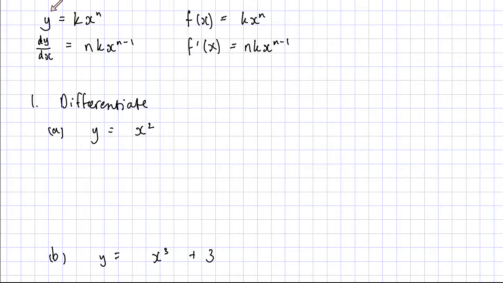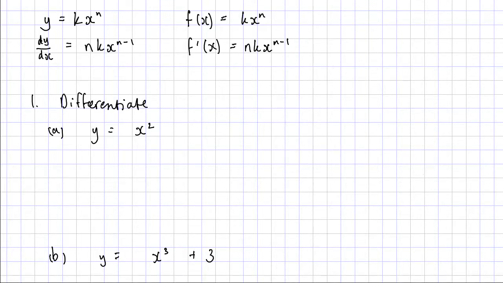Okay, so if we had y is equal to a number k times x to the power of n, then this differentiates to, so we denote that dy over dx, to n, this power here, you multiply at the front, and then the k is still there, and then the x is there, but the power goes down by 1.